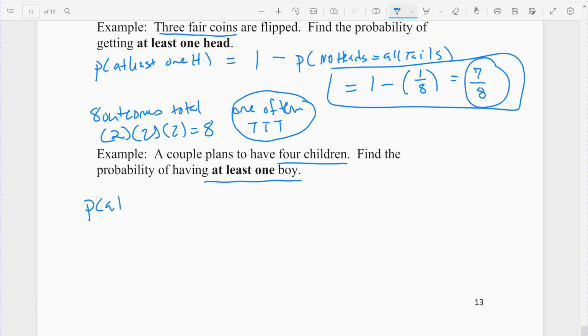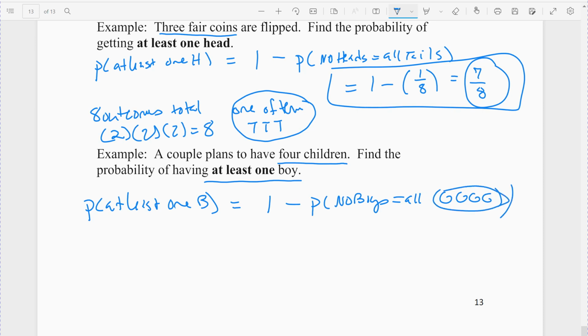Well, the probability of at least one boy would be having one boy, or two boys, or three boys, or four boys. This one does go out to four. Well, the easier way to figure that out would be to take 1 minus the probability of having no boys, which would mean all four come out girls. All right, girls on the first, girls on the second, girls on the third, and girls on the fourth. That's a lot easier to figure out.